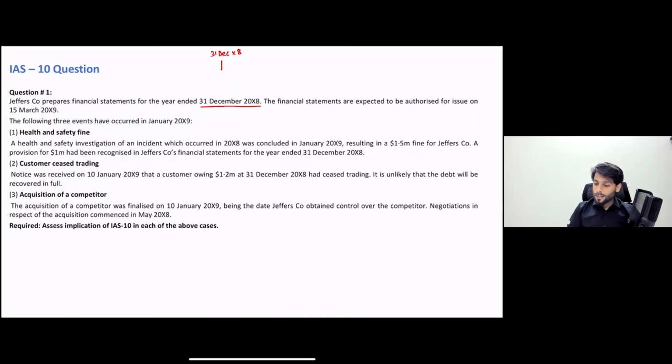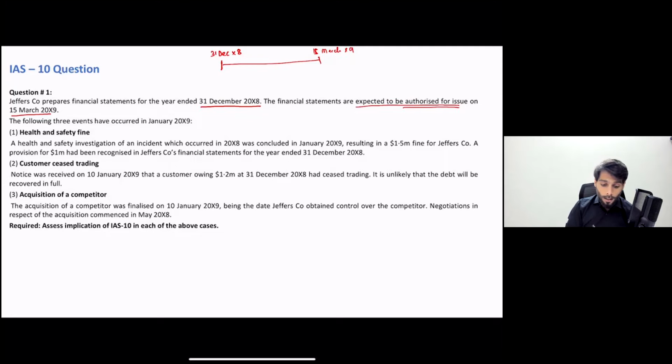The examiner says the financial statements are expected to be authorized for issue. Remember, the condition is authorized for issue, not published to shareholders. The authorization date is important. So the financial statements are expected to be authorized for issue on 15th March 20x9. So IAS 10's end scope date is 15th March x9. So all transactions that occur after 31st December x8, but on or before 15th March x9, are within the scope of IAS 10.